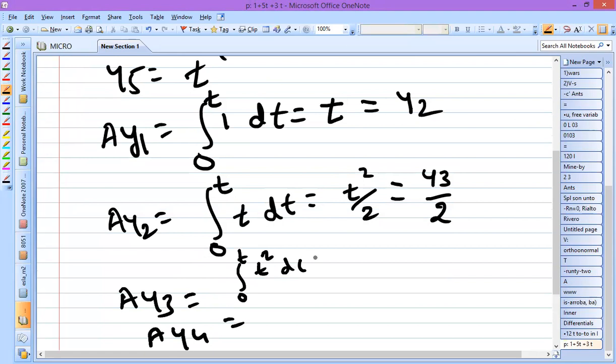y4 by 4. y4 by 3. And the integration of y4 is y5 by 5, ma'am.